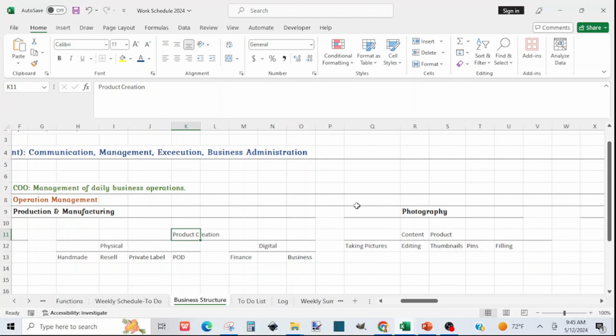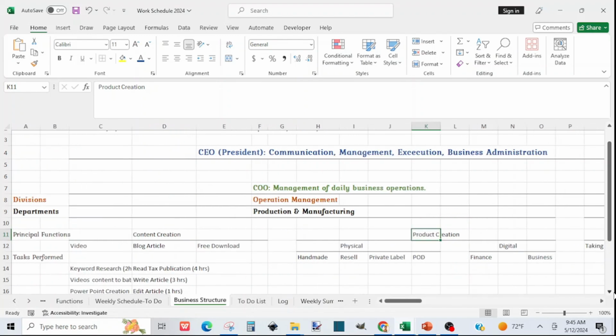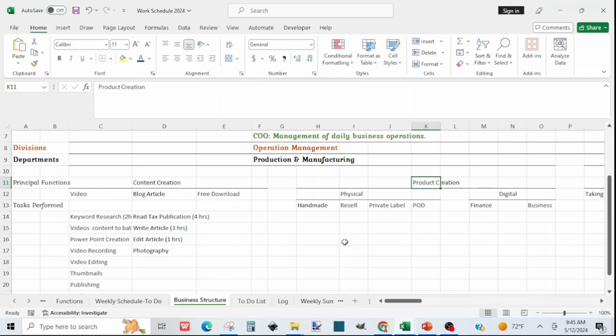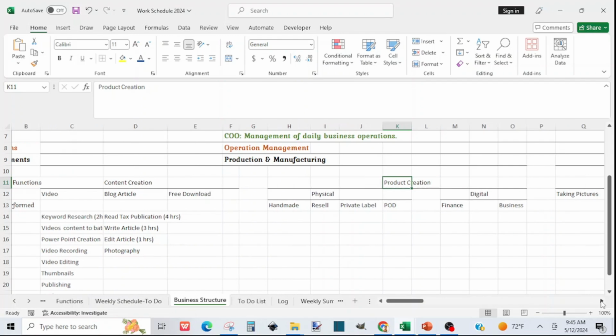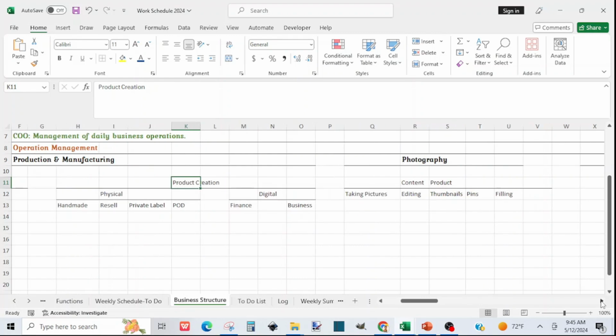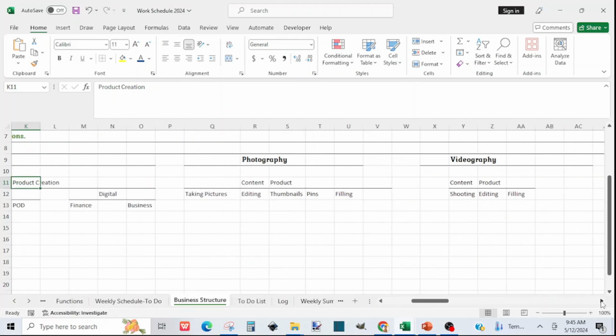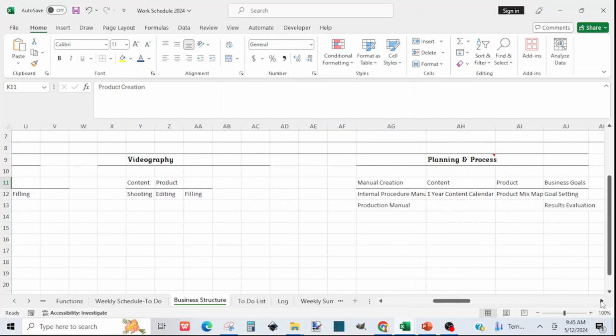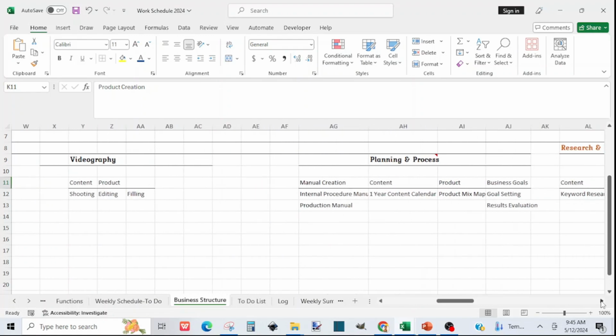So now under production management, which includes operation and manufacturing, I include photography, because for the products, we have photography to do, even though I try to include them under content creation. They have their own department, the department that creates those things. So if you record video, you have a videography department. If you take pictures, you have a photography department, whether you label it like that or not. So we have videography, we have planning and processes, so that is creating manuals, and we have content, product, business goal.